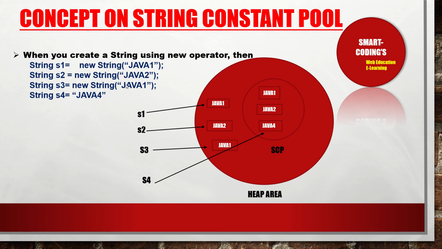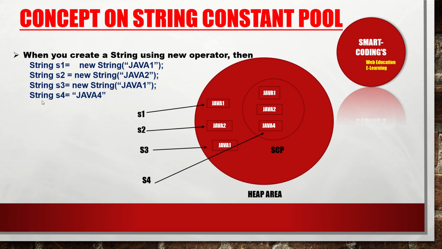Now again java1. It will find a match over here to see if any object is already there or not. Yes, java1 is already available here, so it will not be created in SCP memory area, but it will be there in heap, and is referred to by s3. Clear? Because java1 is already there in SCP, it will not make any duplicate value over here, but it will be there in heap memory.